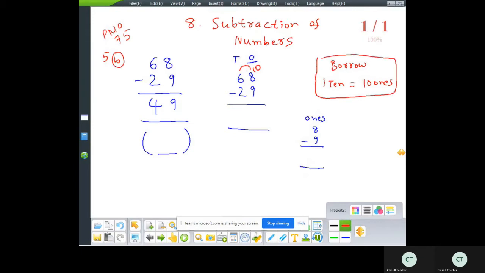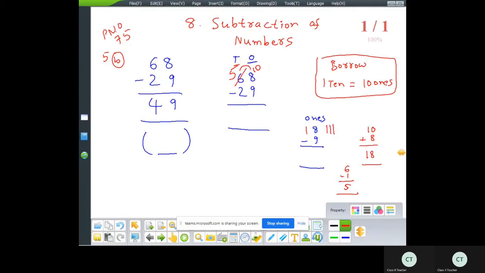Now already 10 and 8 ones are there. 10 plus 8, 18. Now this is 18. From 6 tens, we taken 1 ten as borrow. 6 minus 1, 5. It is 5. Now subtraction on 1. From 18, we subtract 9.